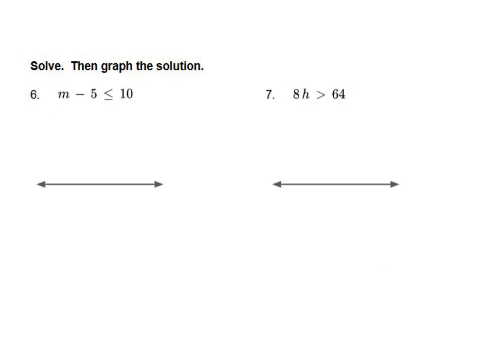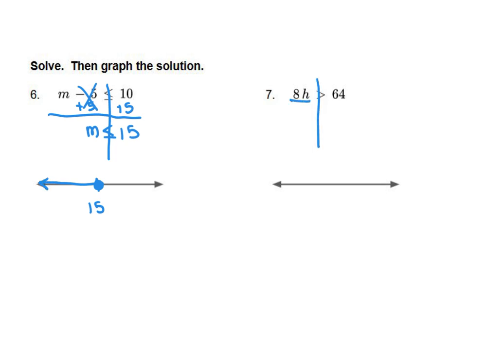For 6 and 7, solve and then graph the solution. We undo -5, and the opposite of that is +5. -5 and +5 cancel because they're opposites, so we have m is less than or equal to 15. 15 goes on the number line. M is less than or equal to, so the circle's filled in pointing to the left.